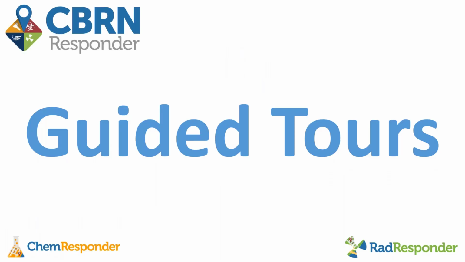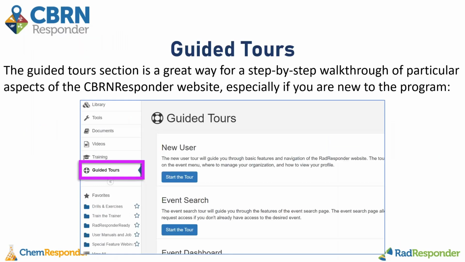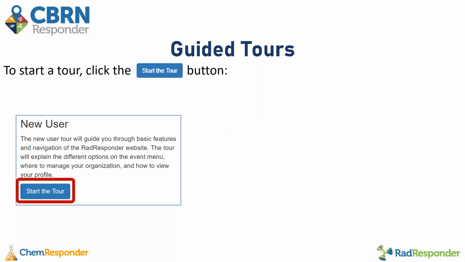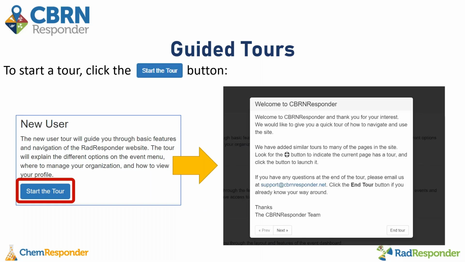Last but not least is the guided tours section. This is a great way for step-by-step walkthroughs of particular aspects of the CBRNResponder website, especially if you are new to the CBRNResponder program. You'll see that there are tours for new users, event searching, the event dashboard, the event map, and the organization dashboard. To start a tour, you'll click the Start the Tour button in blue, and you'll be brought to the tour.